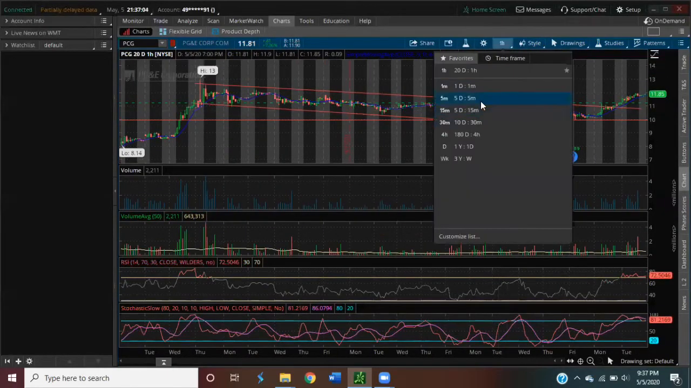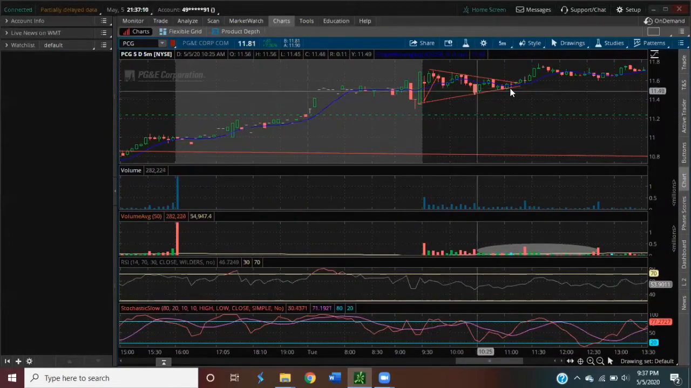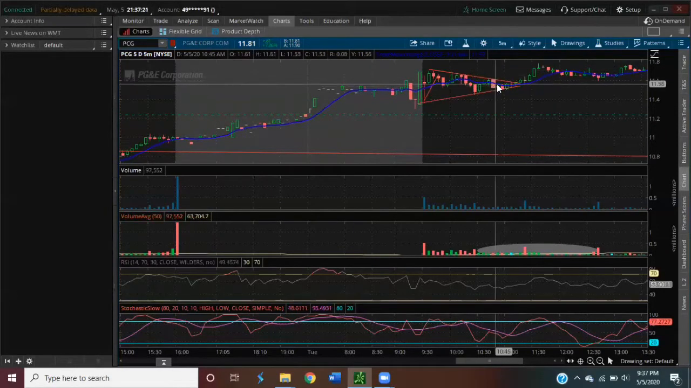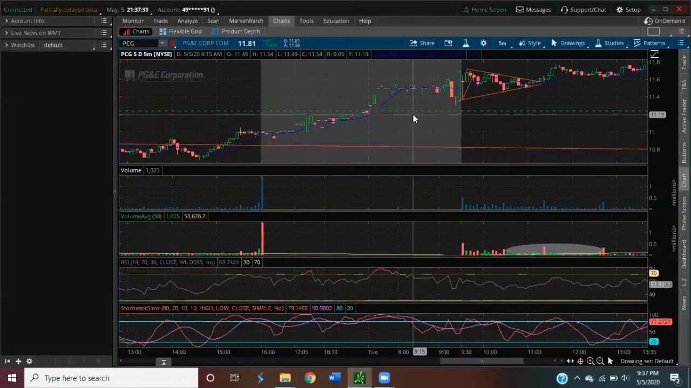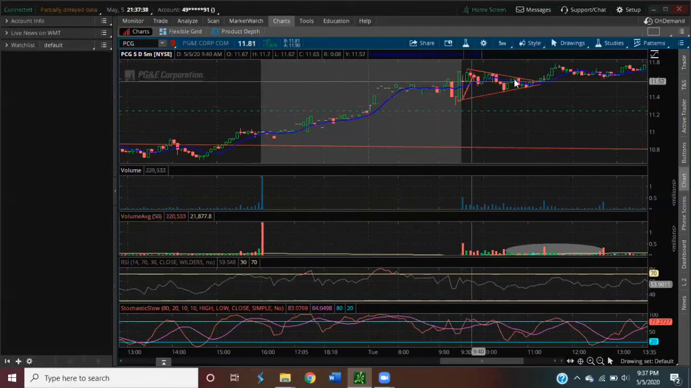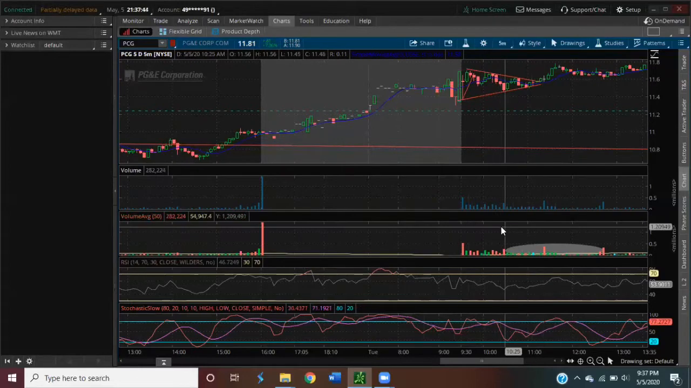I'm going to take you guys to the 5-minute. We can see that PCG had made a triangle here. With a triangle, all you want to do is wait until it breaks. You don't want to pick a side before it breaks because you're pretty much just gambling at that point. You already had a lot of conviction that it would break up to the upside because when you see a run up, there has to be some type of pullback pattern, and the pullback pattern was the triangle. So I was just waiting for it to break above the triangle with decent volume.